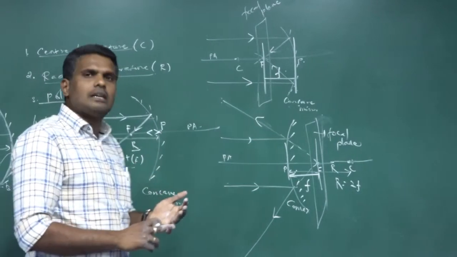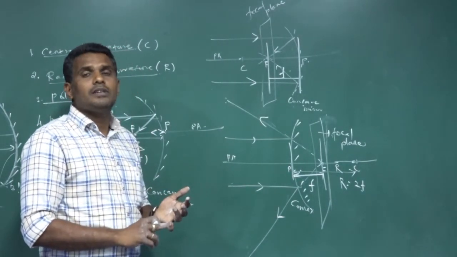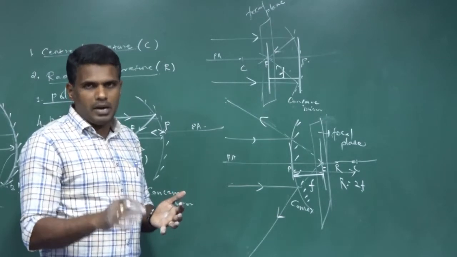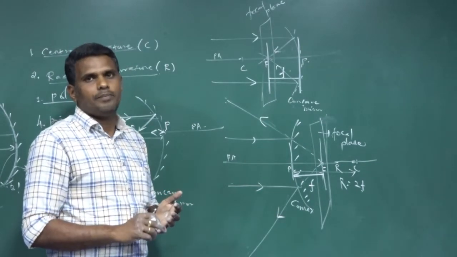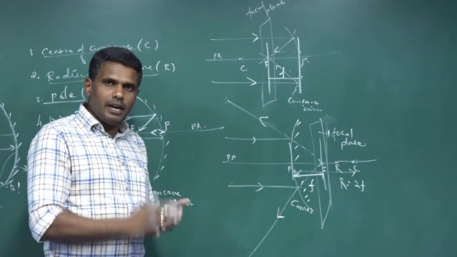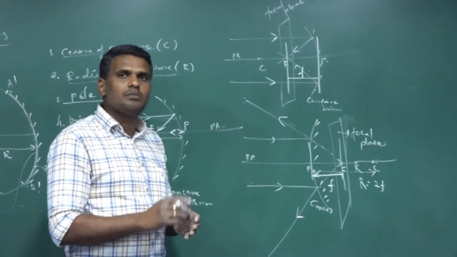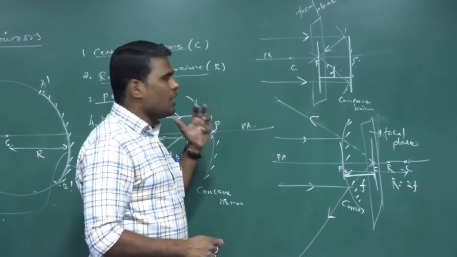One is the center of curvature. Center of curvature is the center of the sphere in which a mirror forms a part, which is represented by letter symbol C. What is radius of curvature? Radius of curvature is the radius of the sphere in which a mirror forms a part, which is represented by letter symbol capital R.